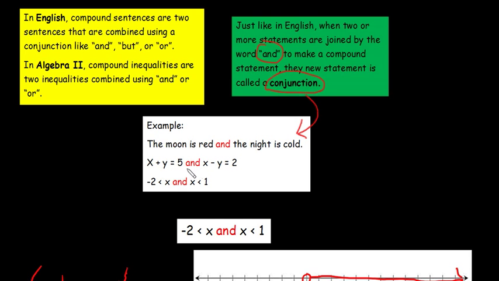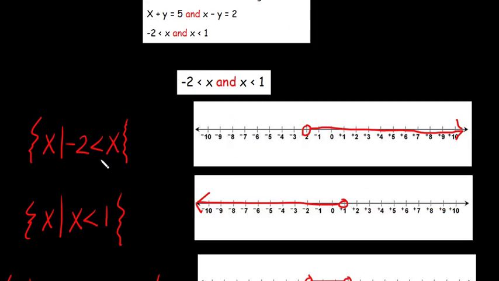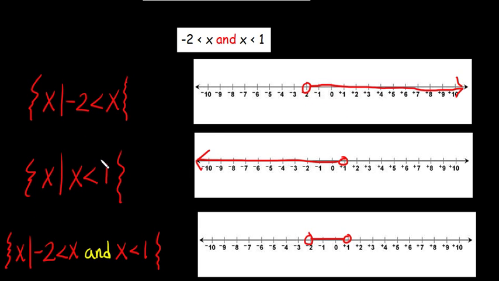Here's what one might look like in algebra. x plus 2 equals 5 and x minus y equals 2. Here is an inequality. Negative 2 is less than x and x is less than 1. So we're going to focus on this last one because we're talking about inequalities. So I'm going to show you this last one on the number line.